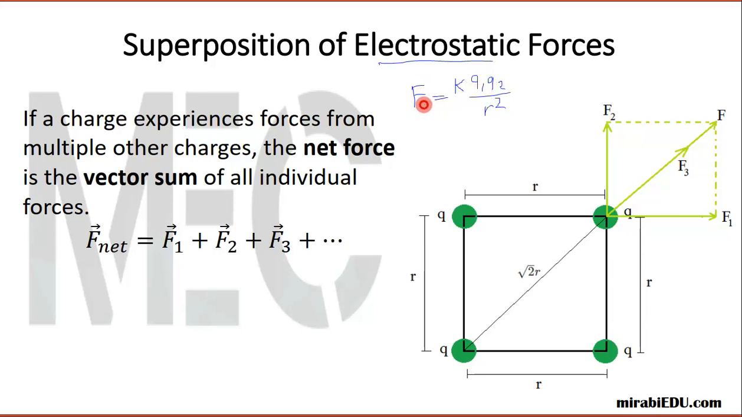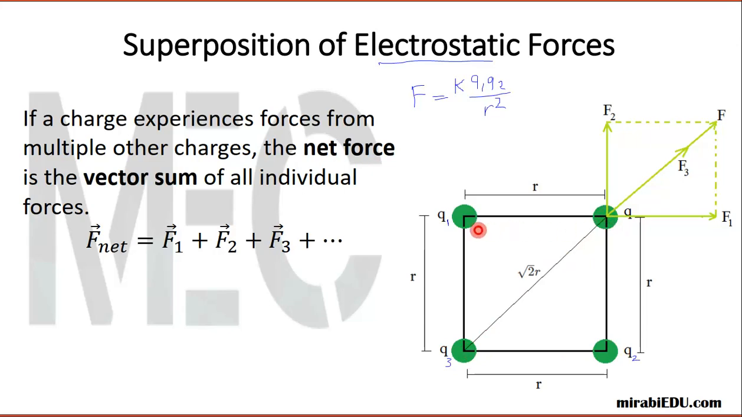Now we want to talk about superposition of electrostatic forces. If a charge experiences force from multiple other charges, the net force is a vector sum of all individual forces. For example, here we have some charges. Assume that this is Q1, and then this is Q2, and then this is Q3. And this is a test charge here.